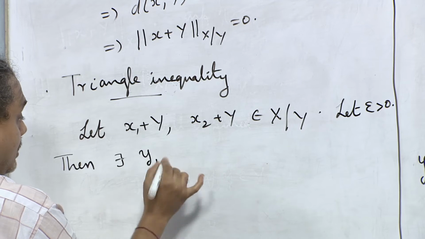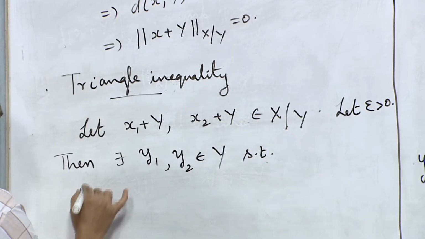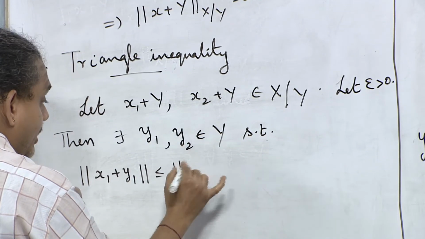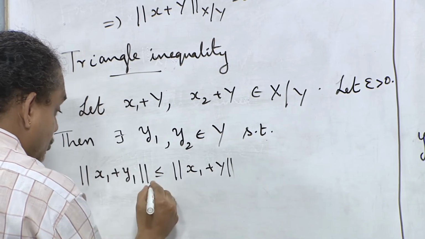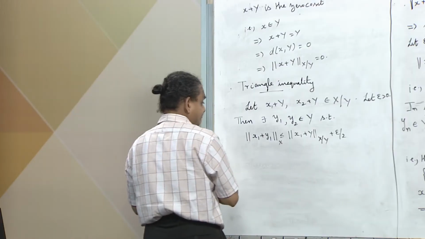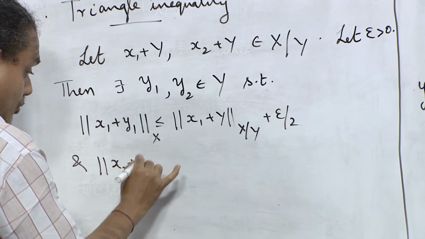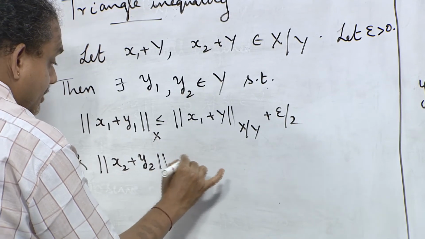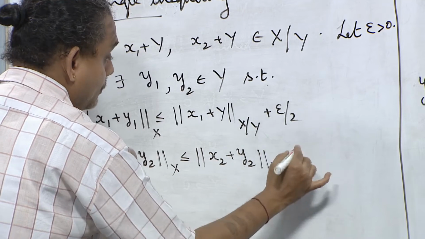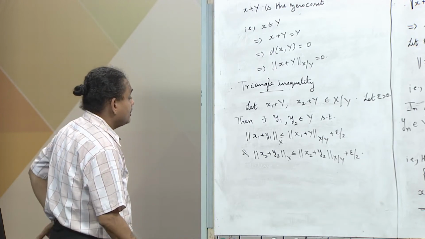there exist y1 and y2 in Y such that the norm of x1 plus y1, as an element of X, is less than or equal to the norm of x1 plus Y, the first one in X mod Y, plus epsilon by 2, and then the norm of x2 plus y2, as an element of X, is less than or equal to the norm of x2 plus Y plus epsilon by 2, right, that is it done. So, we are done, right.